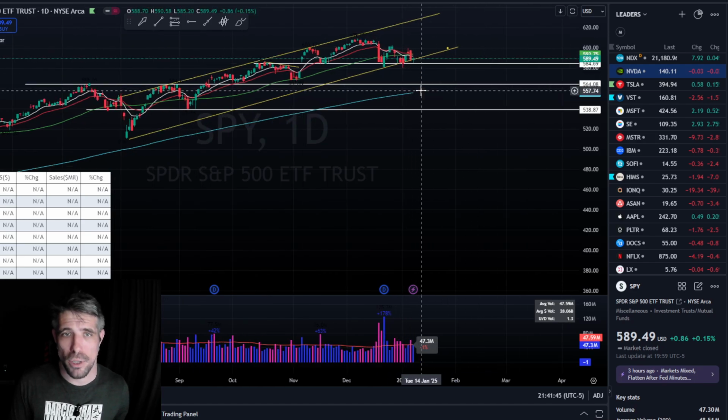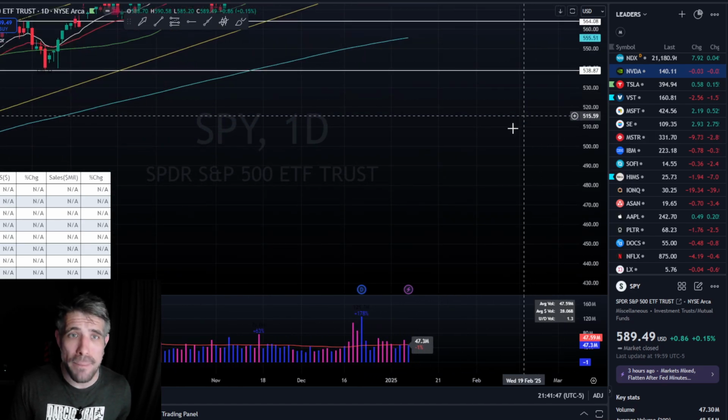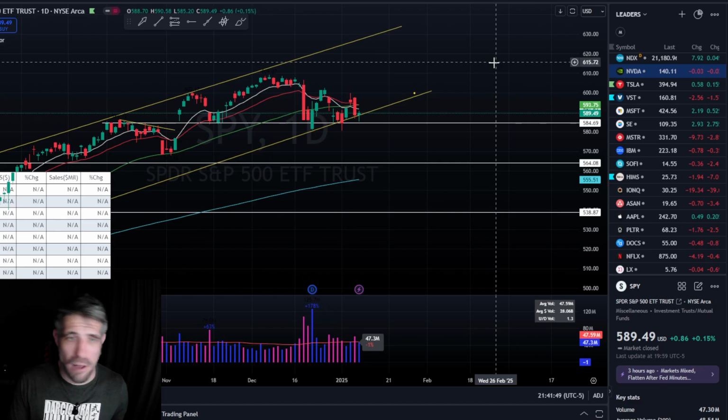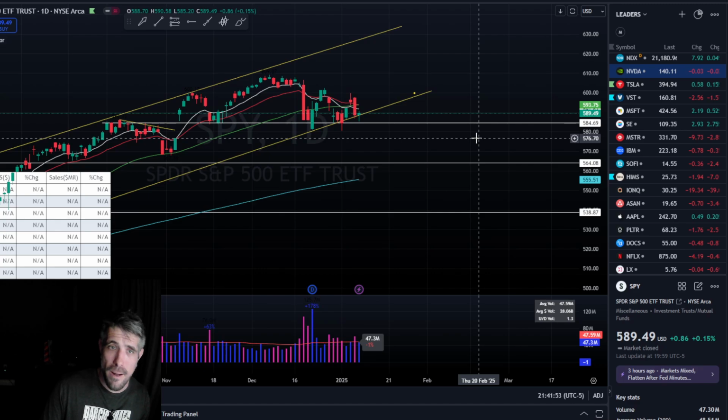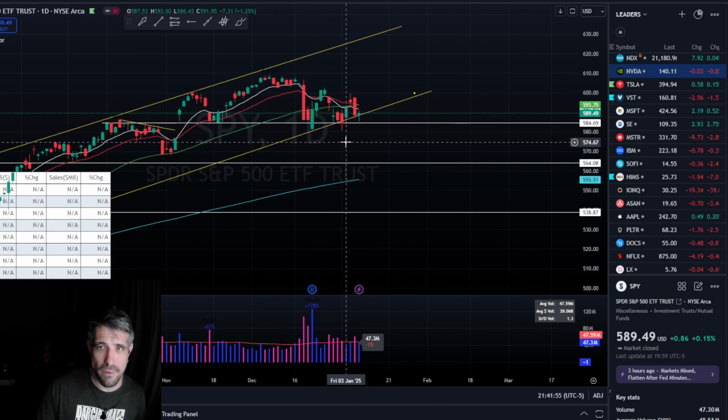But because we're below this 50-day moving average, I'm not going to buy anything. I'm not going to buy steel. I'm not going to buy meme stocks. I'm not going to buy quantum computing stocks. I'm not buying nothing because there's no momentum in the market right now.